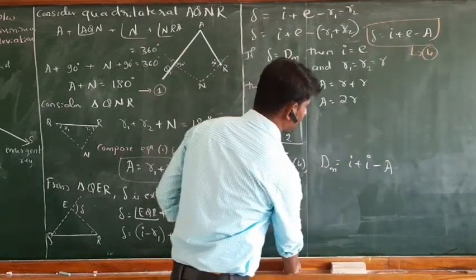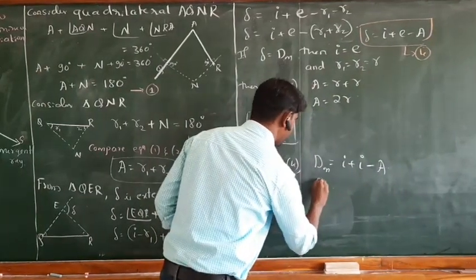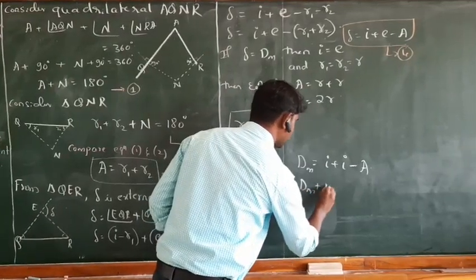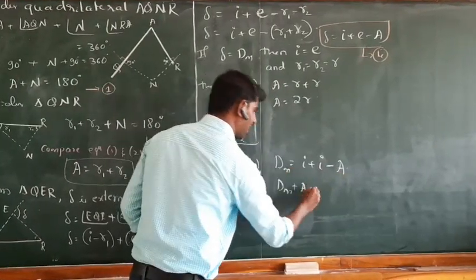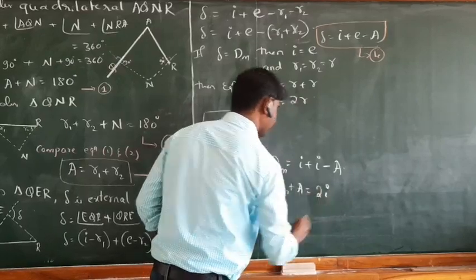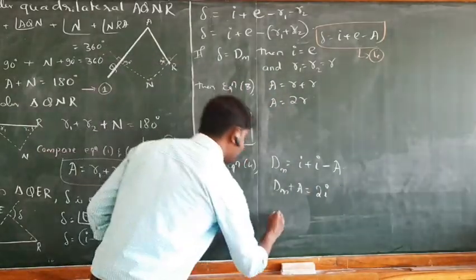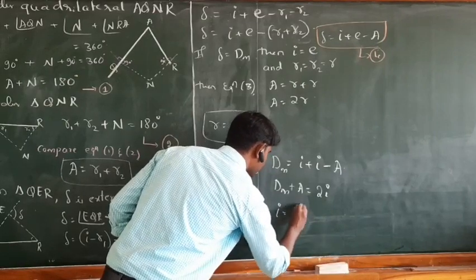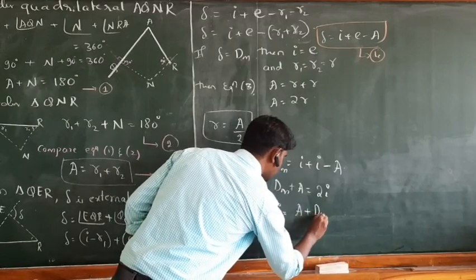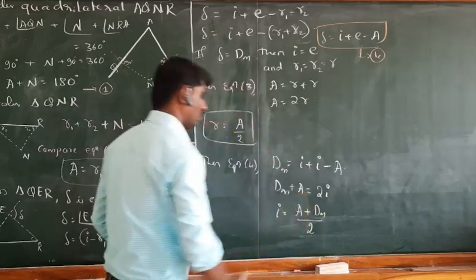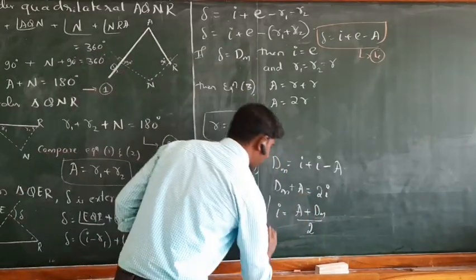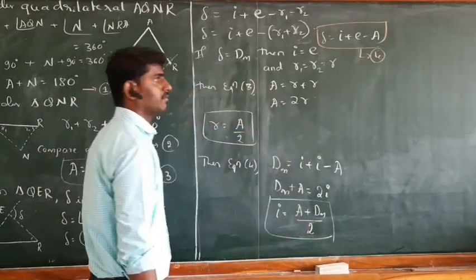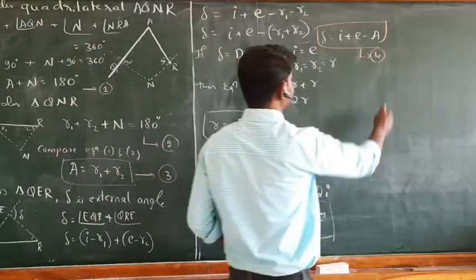So this is equation number 4. Next, dm plus A. Taking the A to this side, A plus dm is equal to 2I. Then I is equal to A plus dm divided by 2. So this is the angle of incidence. Is it right? Okay.